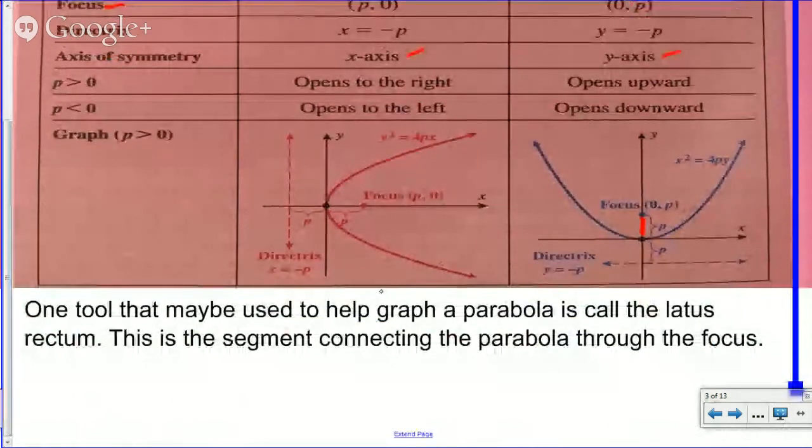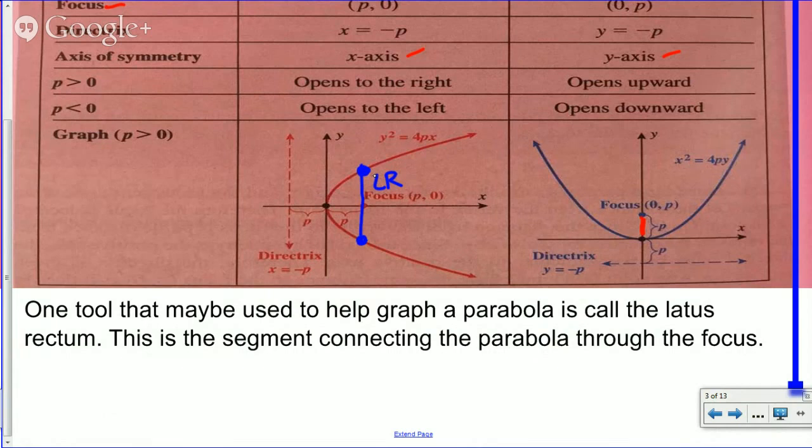One tool that may be used to help graph a parabola is called the latus rectum. We talked about that. This is a segment connecting the parabola through the focus. So if I just look at this picture right up here, if I draw a line through the focus in the parabola, that right there is called the latus rectum, or LR.